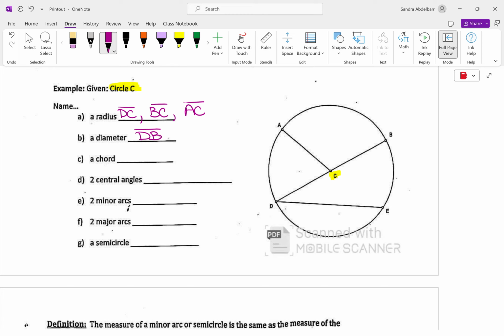Hey, somebody name me a chord that is not a diameter, because a diameter is a chord, but somebody name me a chord that's not a diameter. Did we talk about chords yet? Did I tell you about chords? Yes. Okay, great. Liv? DE, you got it.